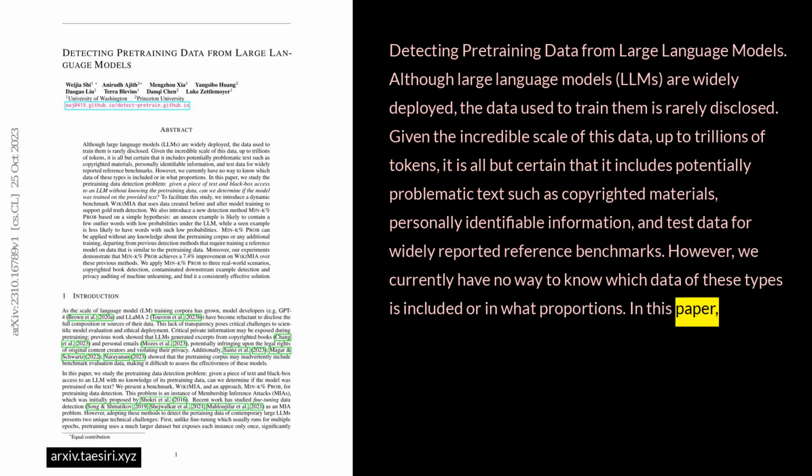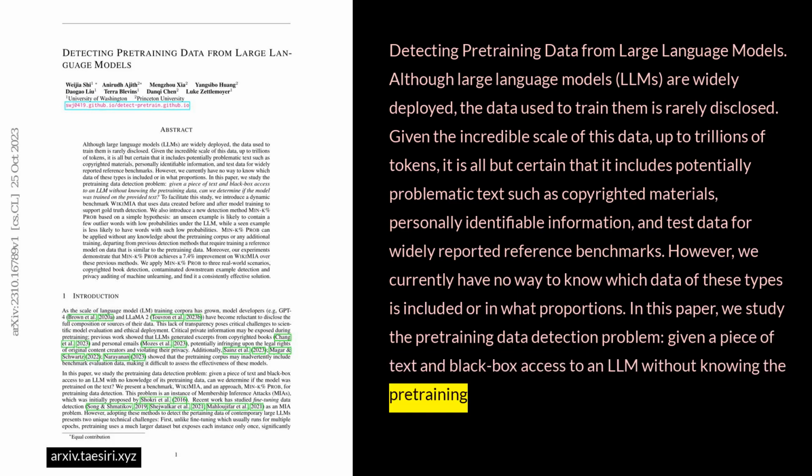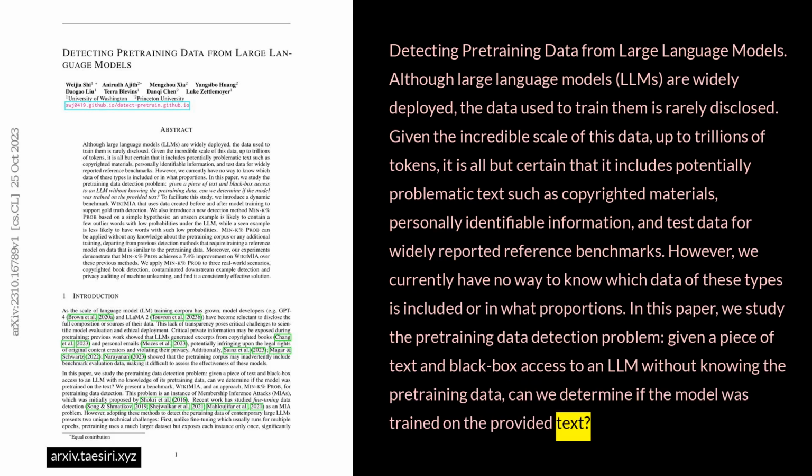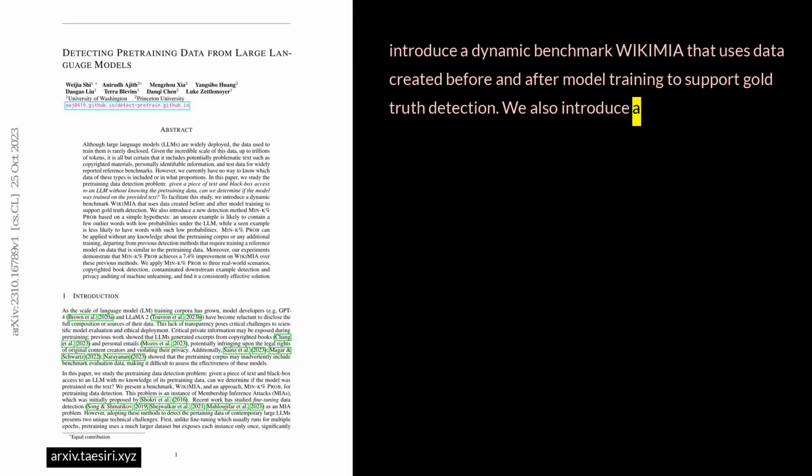In this paper, we study the pre-training data detection problem. Given a piece of text and black box access to an LLM without knowing the pre-training data, can we determine if the model was trained on the provided text? To facilitate this study, we introduce a dynamic benchmark, WikiMIA, that uses data created before and after model training to support gold truth detection. We also introduce a new detection method, Min-K% Prob, based on a simple hypothesis.